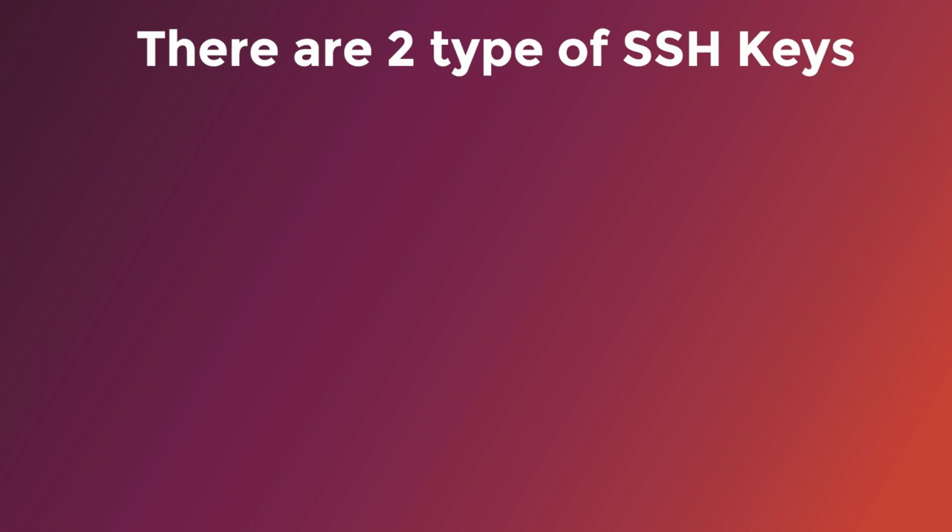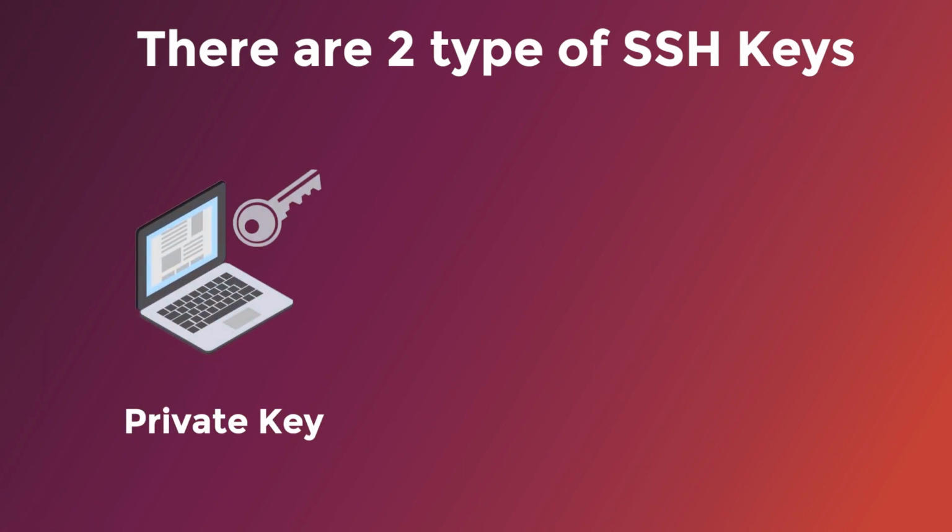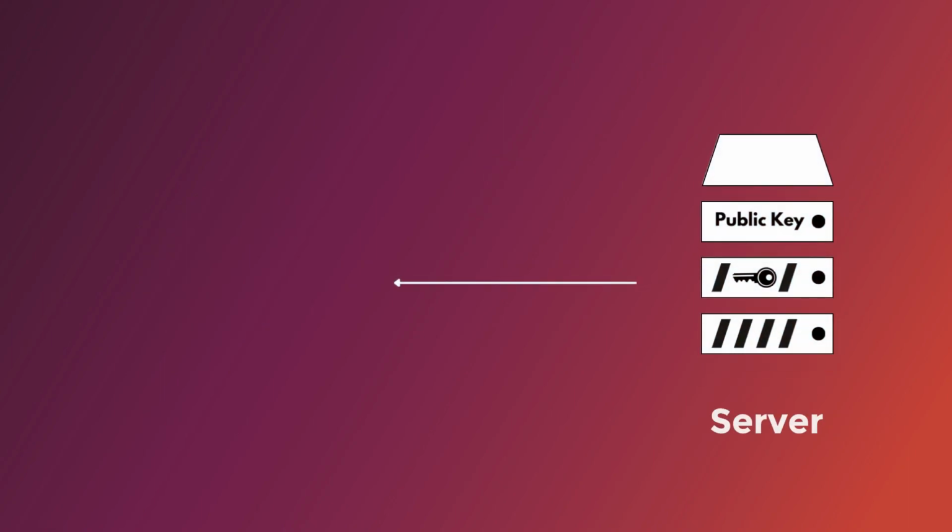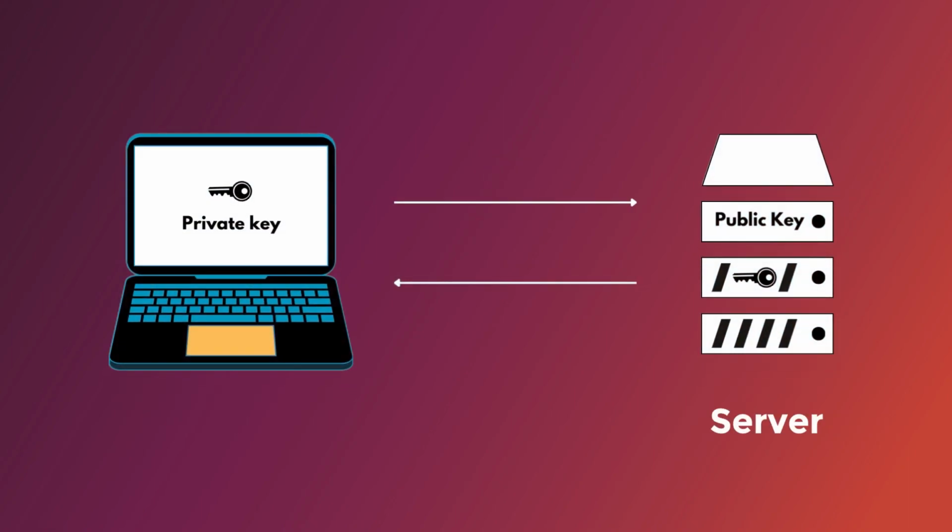There are two types of SSH keys. First one is private key and the second one is public. The public key is situated on the server and the private key is situated on the client.